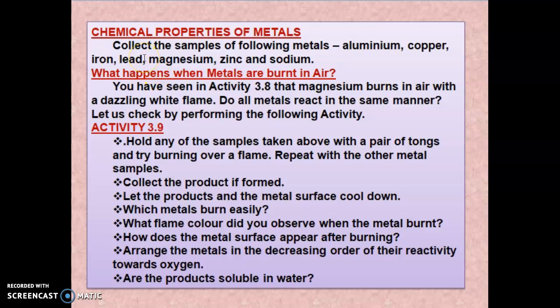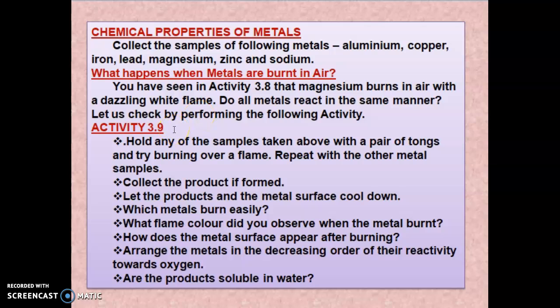Next, the chemical properties of metals. Collect samples of the following metals: aluminum, copper, iron, lead, magnesium, zinc and sodium. What happens when the metals are burnt in air? You have seen in Activity 3.8 that magnesium burns in air with a dazzling white flame. Do all the metals react in the same manner? Let us check by performing the following activity.